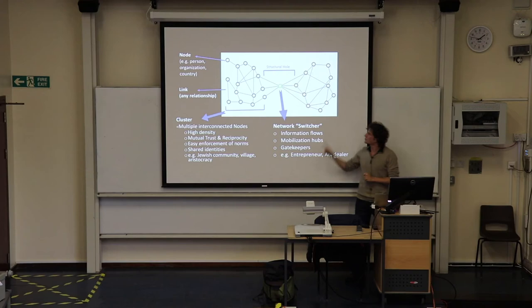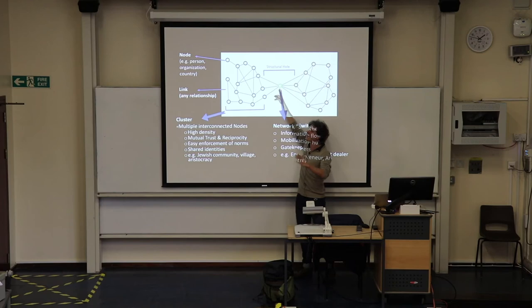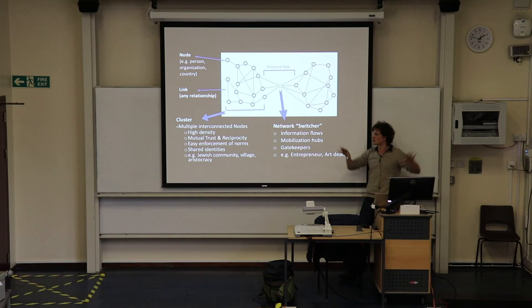Network switchers are the nodes that are usually typically responsible for information flows, right? So all the information contained here needs to pass through this person or this company or this actor to reach anyone in here, right? That's why bridging nodes or network switchers are so important for information flows in a wider community, in a wider network.